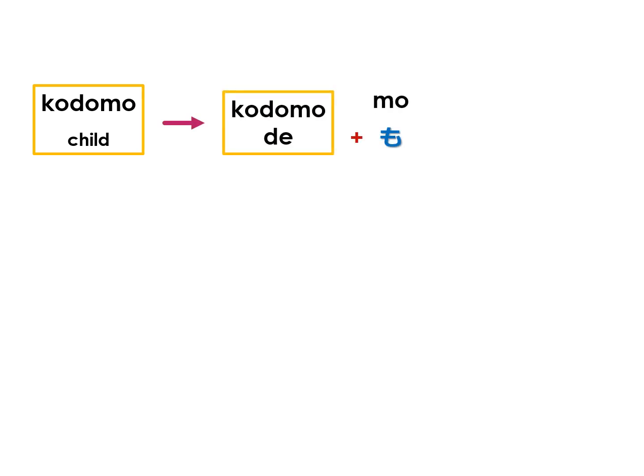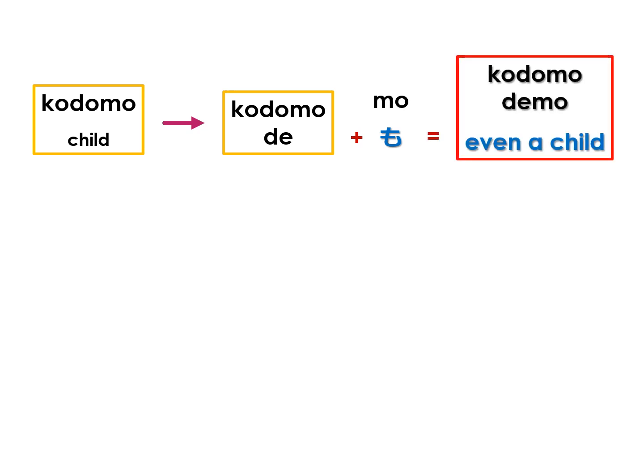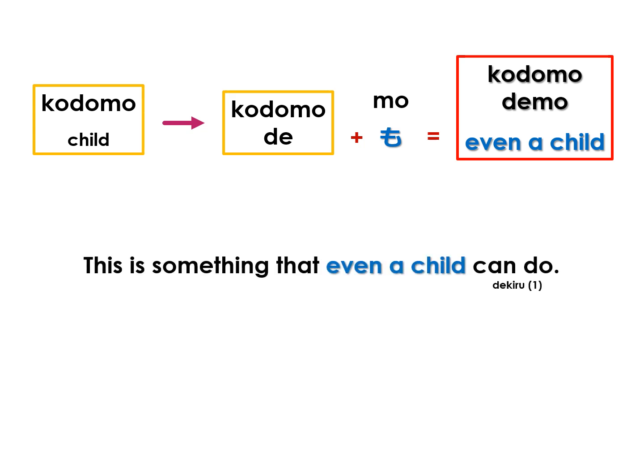Kodomo means child. Te form, kodomo de, adding mo forms kodomo demo, which means even a child. This is something that even a child can do.